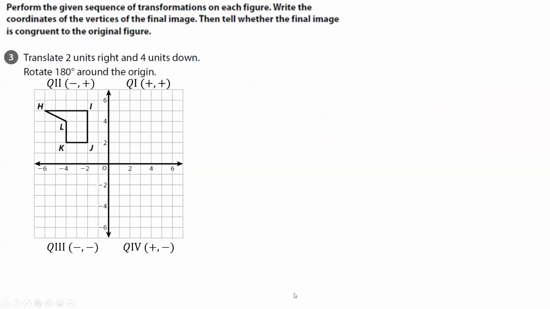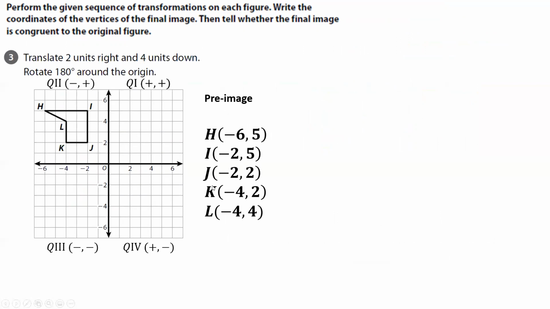Now let's look at number 3. I just put my quadrants to remind myself. This one wants us to translate first and then rotate 180 degrees around the origin. So once again, the first thing I'm going to do is plot my pre-image points. This is where my figure originally lies.